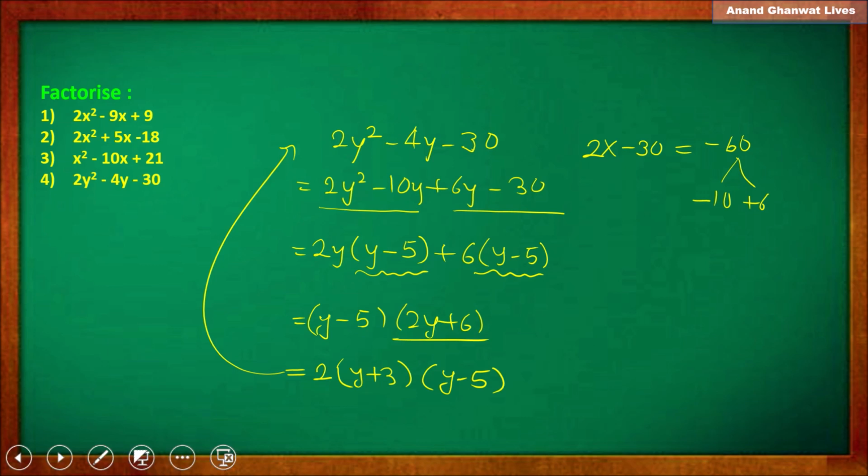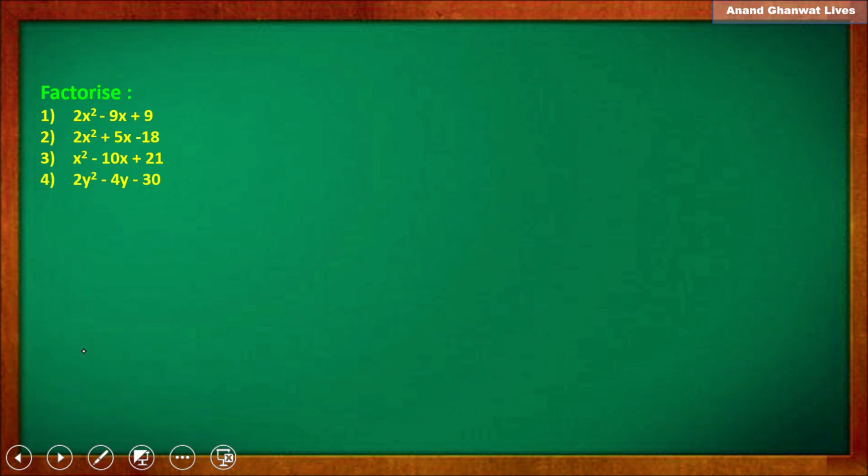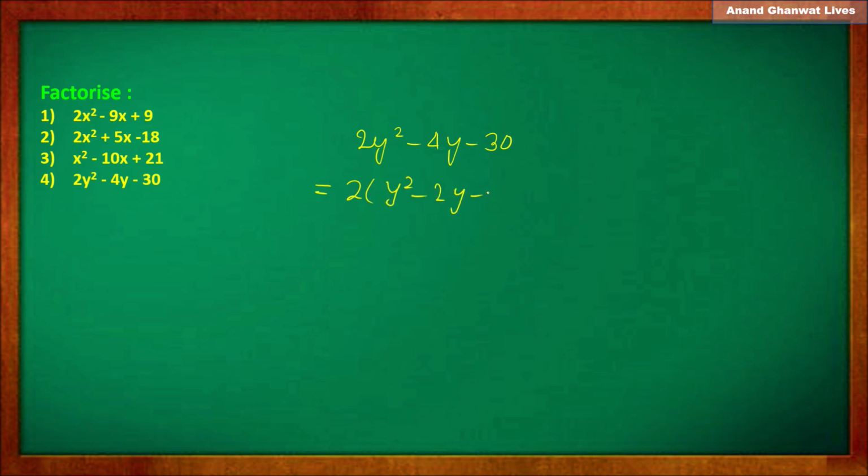We can solve this example by another method also. Let us learn another method. 2y square minus 4y minus 30. Now take 2 common, 2 into bracket y square minus 2y minus 15. So we have to now factorize y square minus 2y minus 15. 2 as it is outside the bracket. Now negative 15 can be factorized such a way that addition will be negative 2.